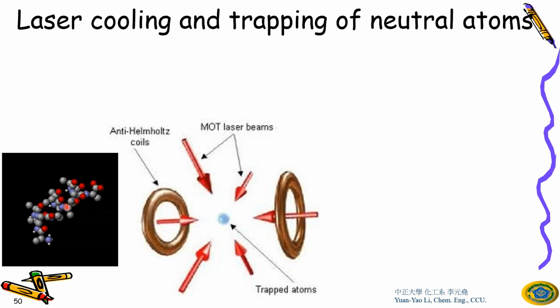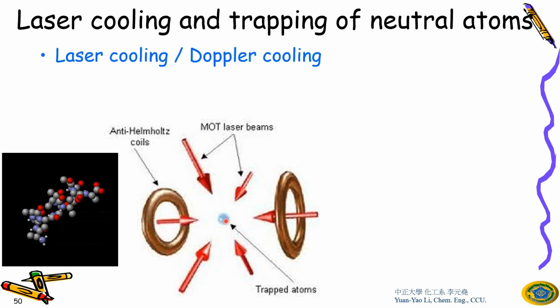So how can we make it become 0 Kelvin, or how can we make the temperature go down and down? One of the most important, very famous experiments is that there were 3 scientists in the United States. They used 6 laser beams to focus on one single atom, and we call this laser cooling. If this atom doesn't move, that means the temperature at this point is very, very low. How low? This is what we call laser cooling or Doppler cooling.